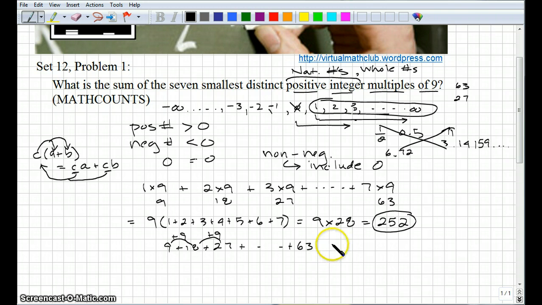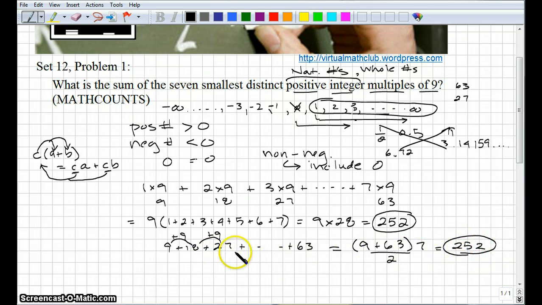And I'm not one to really advocate just memorizing formulas. I want you to understand where it came from, but you use it enough times and you're just going to remember it automatically. So if you remember the formula, the sum of this series is equal to the first number plus the last number times the number of numbers. Now we know there's 7, divided by 2. Okay? And that will also give you 252. Alright?